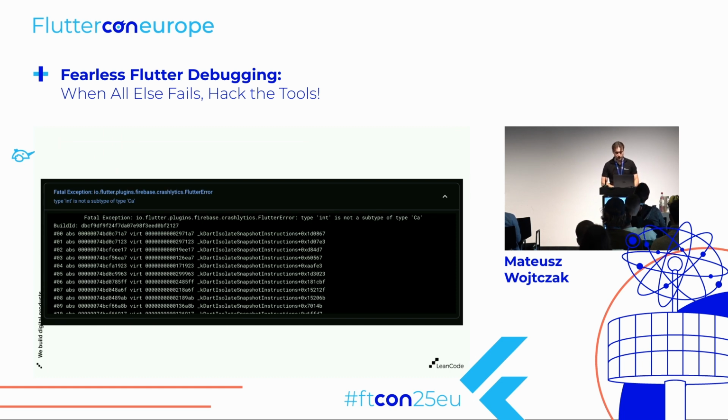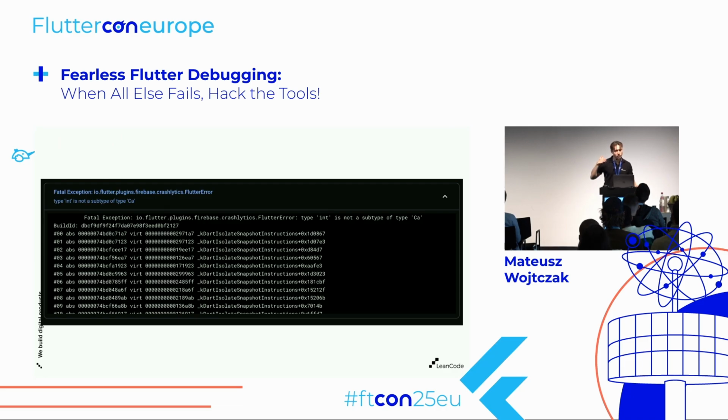Okay, the stack trace is cool, but still we have the first line of our crash, which is the actual string information of the exception, which is the message, and its type: int is not a subtype of type CA. So what's CA? There is no such type as CA in our code. This is because when you obfuscate code, all the classes get different names. But when you use flutter symbolize, you don't get those names. You only get the stack trace.